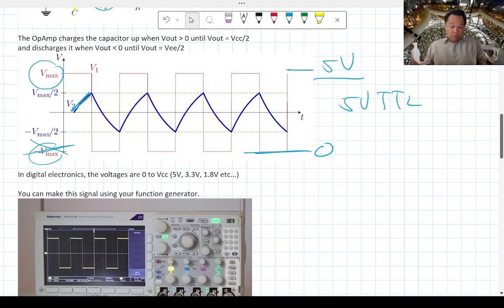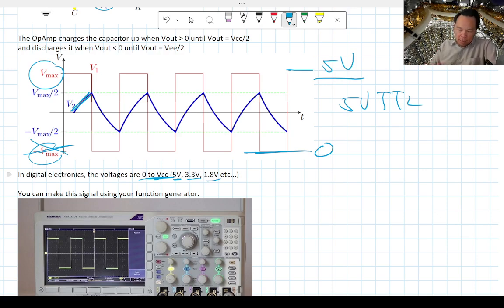Of course this can change, because that's only in the case of 5 volt TTL. If your TTL is 3 volts or 1.8, or you're using CMOS or another type of voltage setting for your logic gate family, then you use those instead.